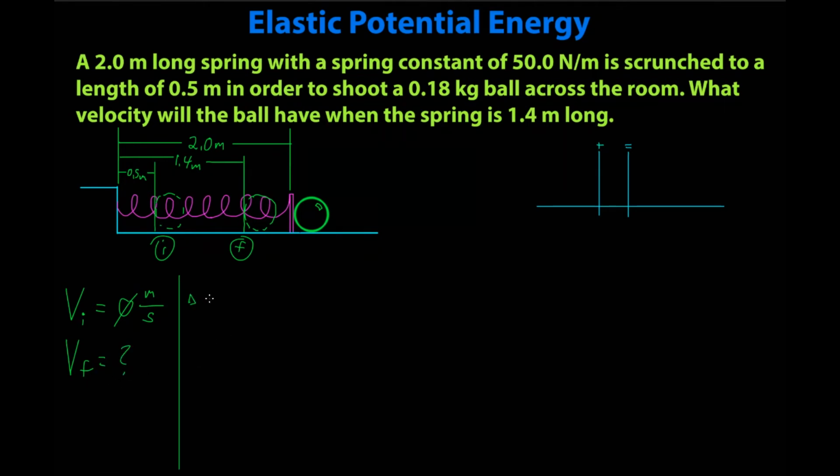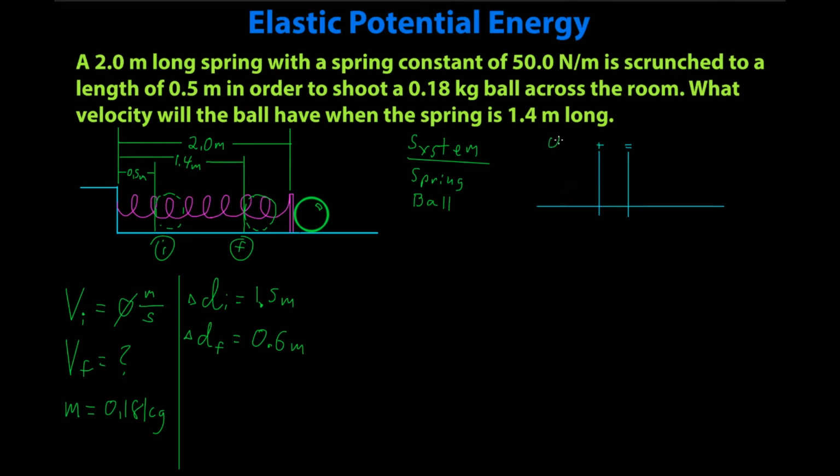Now for my spring here, I have delta D initial is 1.5 meters, just like last time. But I also have a delta D final, which is 0.6 meters, because displacement of the spring is how far it is stretched or scrunched from the rest position. My delta D is not from here to here. Mass of the marble, 0.18 kilograms. My system again is the spring and the ball, because those are the two objects that will actually have energy.